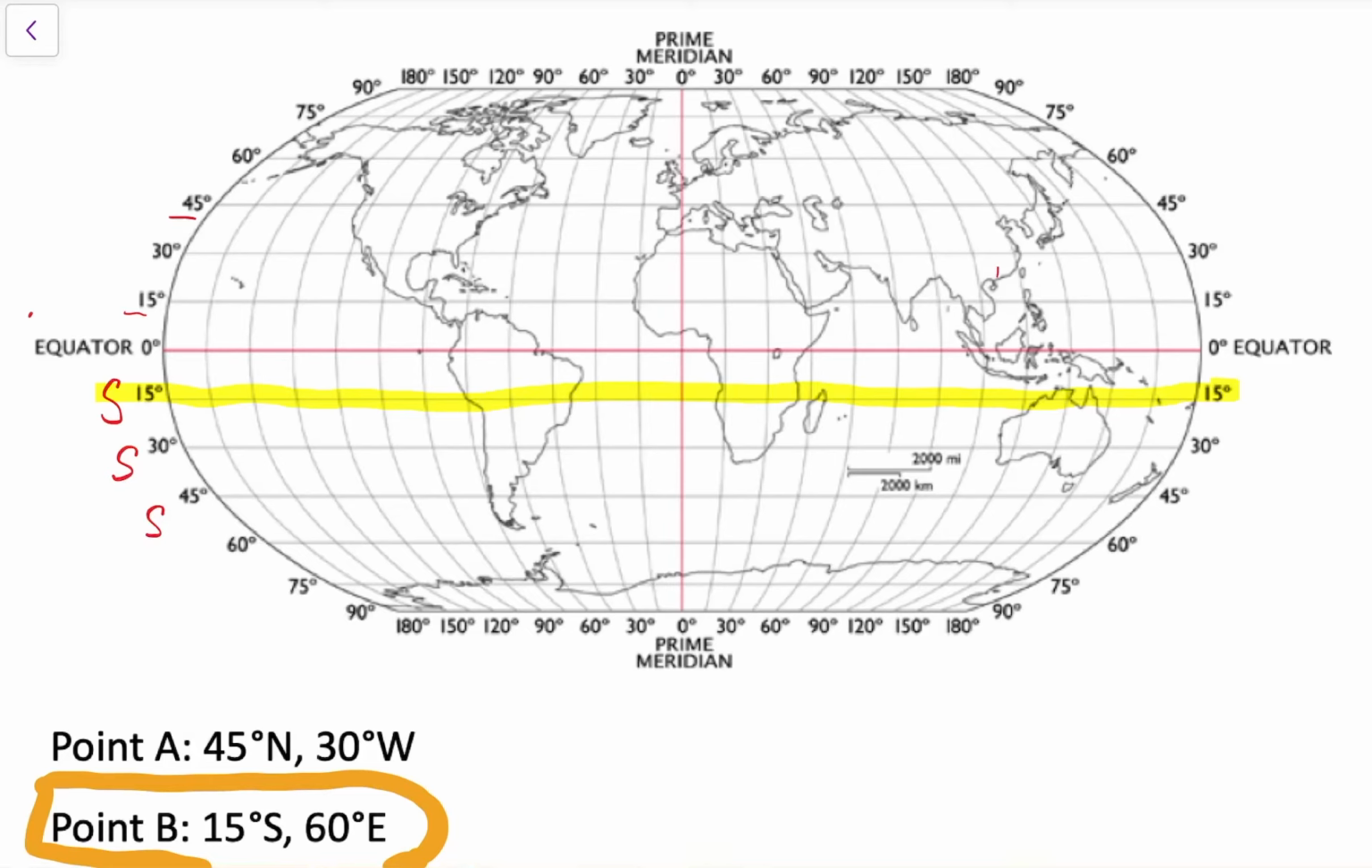And I want to go 30 degrees east. So I want to remember, here's my prime meridian. This way is west. And on the other side of the prime meridian is east. So 0, 30, 60. Here's the 60-degree east line. I will highlight that in blue. And I can again find the exact point where these two lines intersect to plot location B.